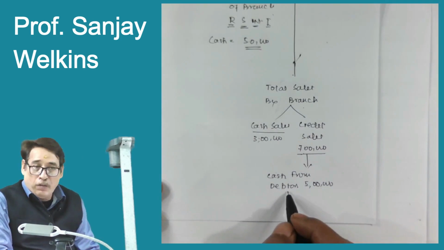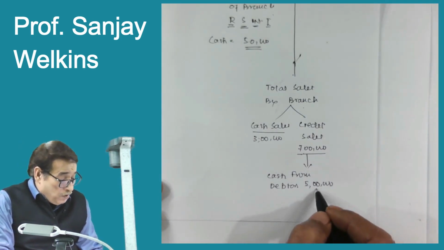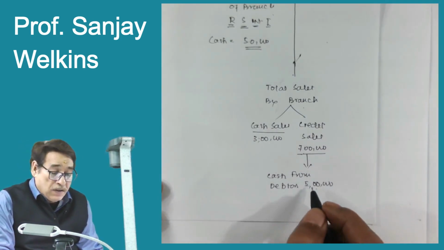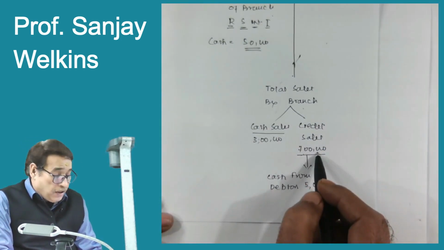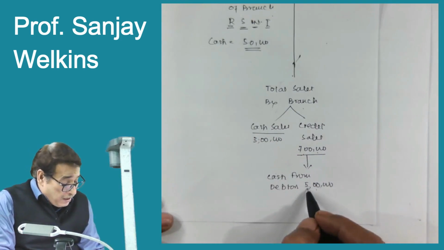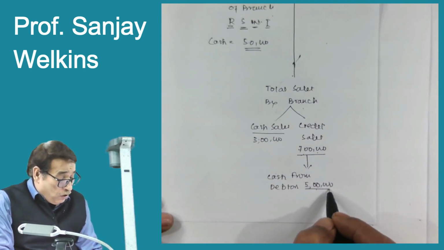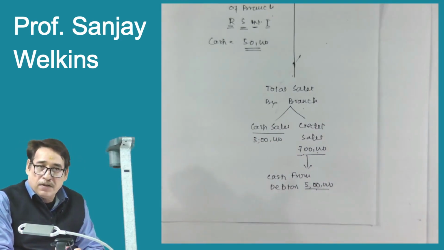Are you getting my point or not? We were able to receive 5 lakh from the debtors. Is it clear to you or not? That means total credit sales were 7 lakh, but out of that, I have received 5 lakh worth of cash from the debtors. Is it clear to you or not? Yes, sir.